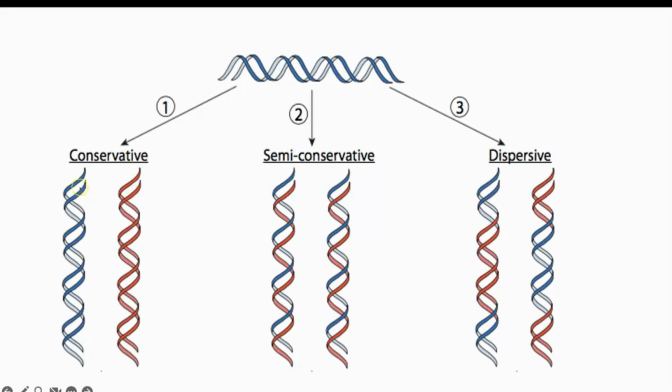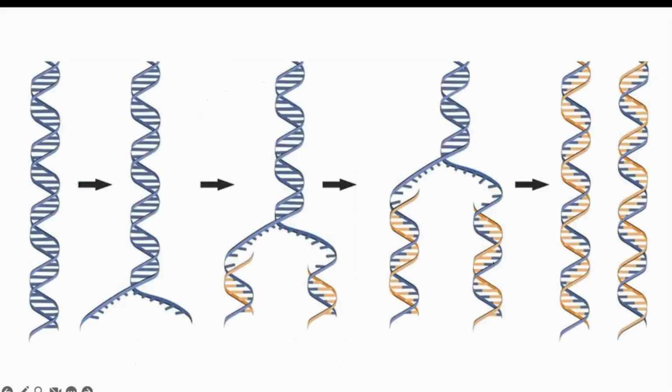The first one is the conservative method. So at the end we can say that the parental DNA will be separate and the new DNA will be separate. In the semi-conservative method, one strand will be the parental strand and the other strand will be the daughter strand. And in the dispersive method, you can see a mixture of that. So at the beginning you will have the parental strand, and in between you will have the daughter strand of DNA. See, this is the parental strand.